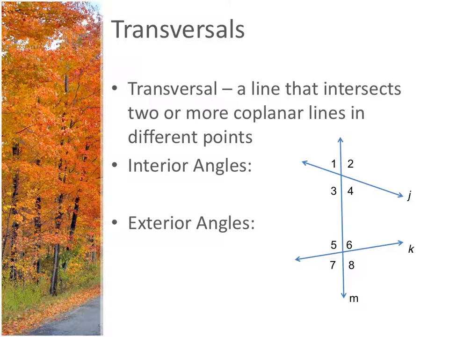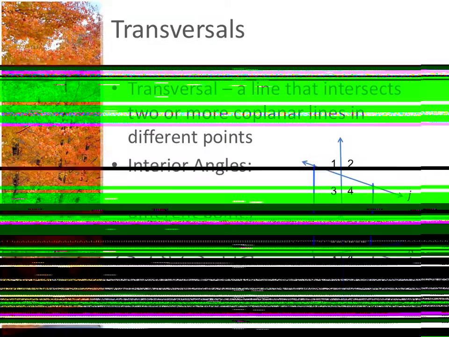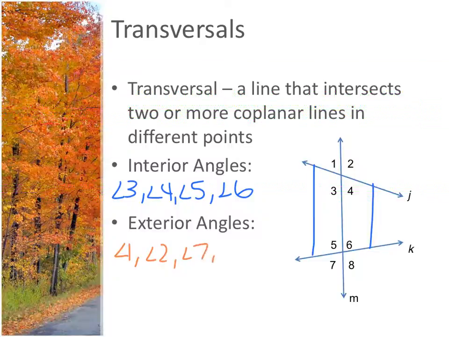Okay, so then you've got two different kinds of angles when you've got a transversal that intersects two lines, interior and exterior. The easiest way to see this is if you were to draw a little box connecting the two lines, not your transversal but the other two, anything inside that box is interior. So my interior angles would be angle 3, angle 4, angle 5, and angle 6. And anything outside that box is exterior: angle 1, angle 2, angle 7, and angle 8. So interior is in between the two lines, exterior is outside.